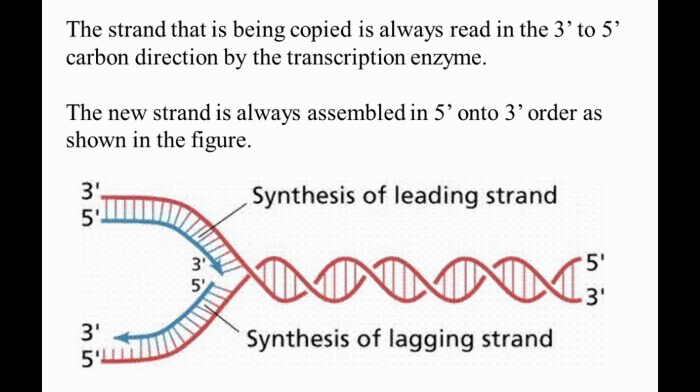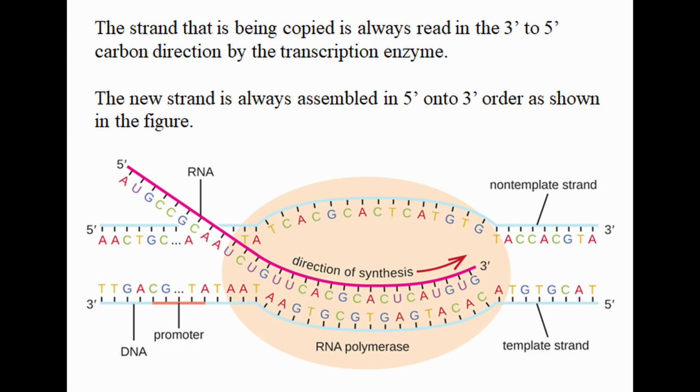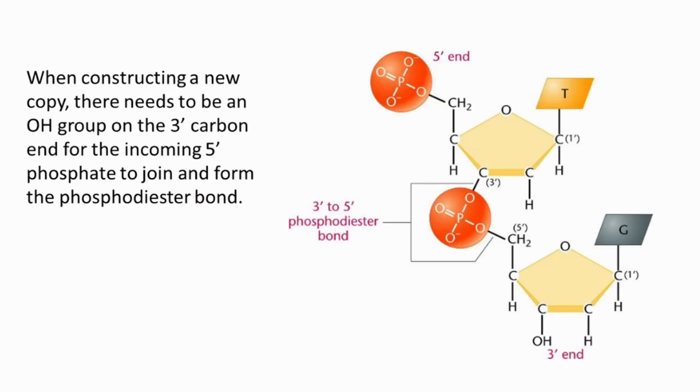The anti-parallel order will become important during RNA transcription or during DNA replication. The strand that is being copied is always read in the 3' to 5' carbon direction by the transcription enzyme. The new strand is always assembled in 5' onto 3' order, as shown in the figure. When constructing a new copy, there needs to be an OH group on the 3' carbon end for the incoming 5' phosphate to join and form the phosphodiester bond. I will talk more about transcription and replication later.